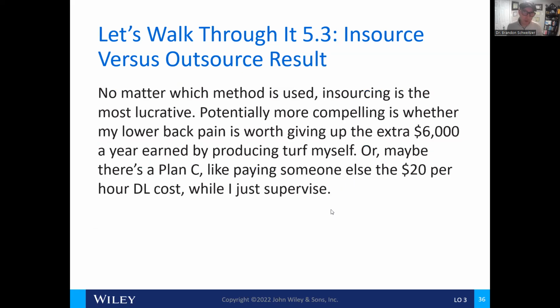So no matter which approach we take into consideration, is the back pain worth giving up the additional $6,000 in savings? Maybe, maybe not. Depends if there's a plan C, like paying somebody $20 per hour that will supervise.